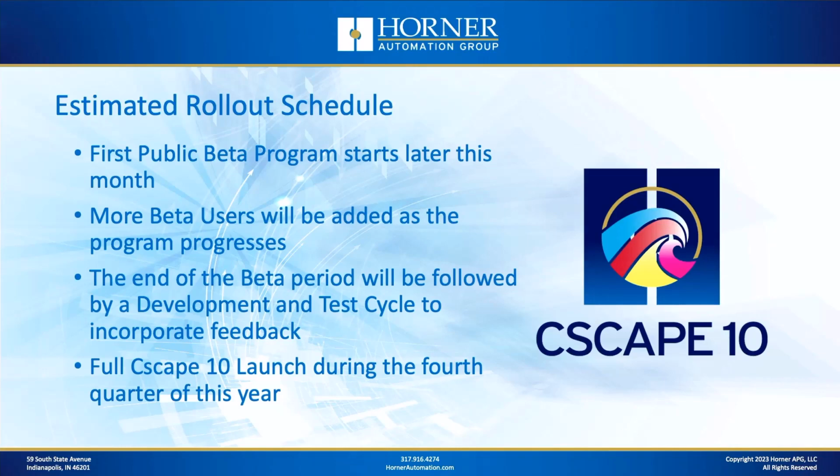Now, at the end of the beta period, there will be a period of time in which we will be doing development and testing as we incorporate the feedback from the beta so that when we release the software, we've added what you all feel needs to be added and corrected what you all feel needs to be corrected. So that's the plan for the rollout. And then the actual launch of Cscape 10 is going to be during the fourth quarter of this year. Now, the fourth quarter could be anywhere from October through December, and it's potentially a pretty wide range, again, because we really pay attention to feedback during these beta periods.